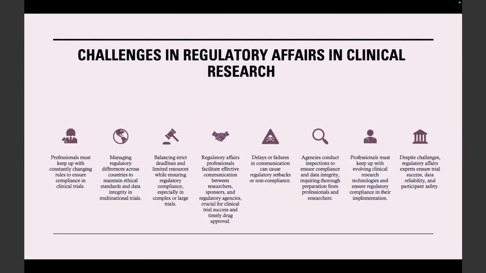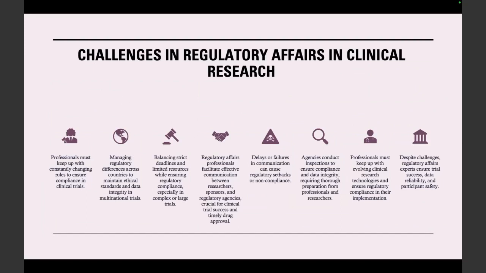So there are a few challenges in regulatory affairs in clinical research. Every department has its own challenges, so today we will discuss the challenges in regulatory affairs. This field is not without challenges. There are constantly changing global regulations. You all know the government updates everything very frequently, so according to the latest guidelines, we have to prepare everything. And there are short submission timelines.